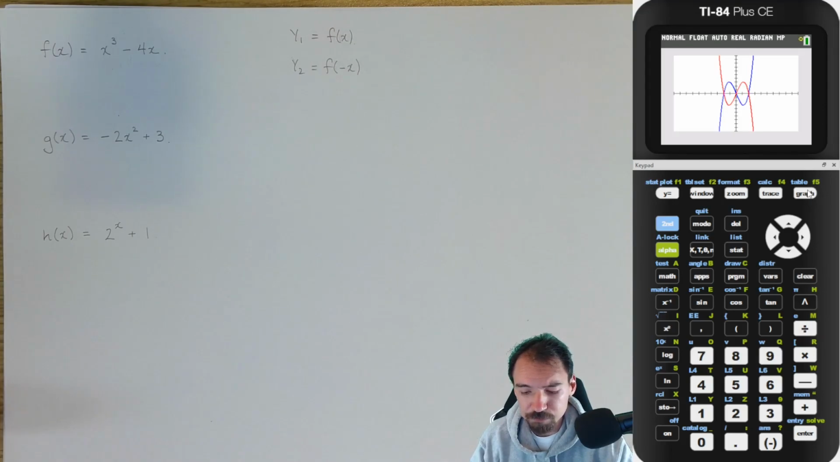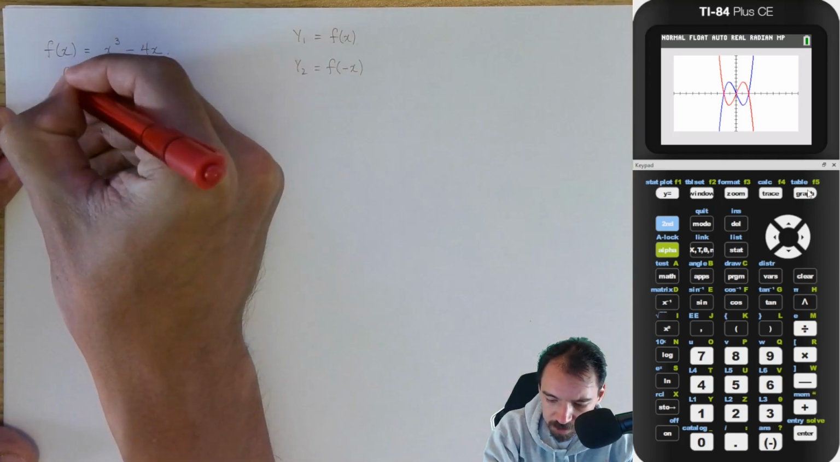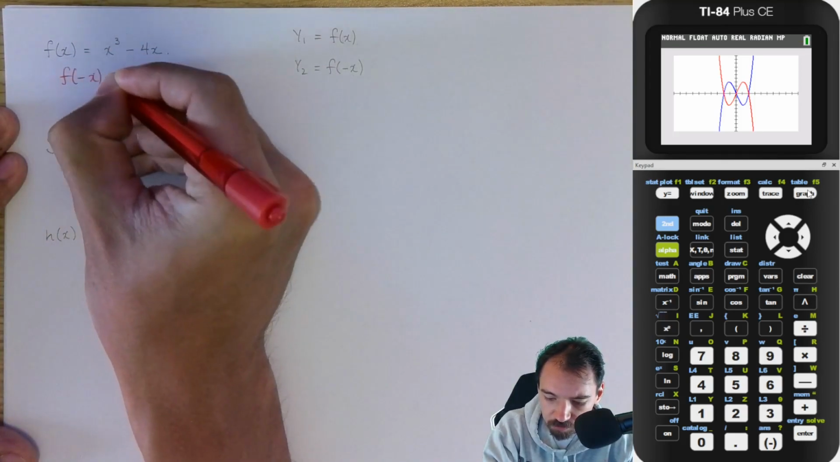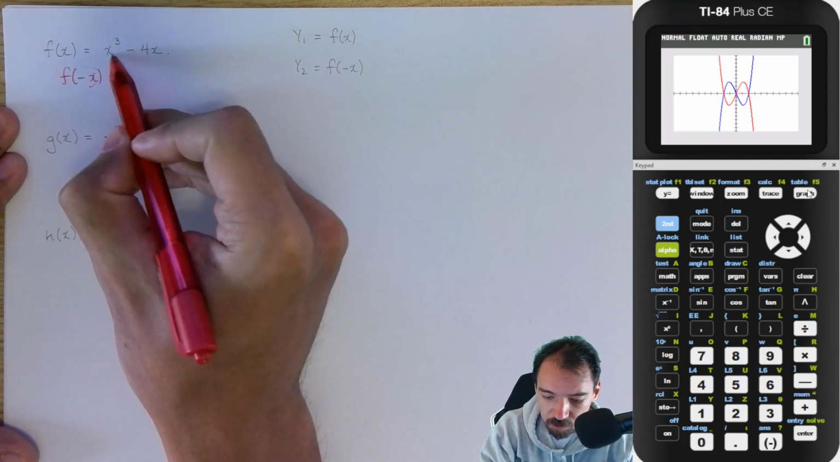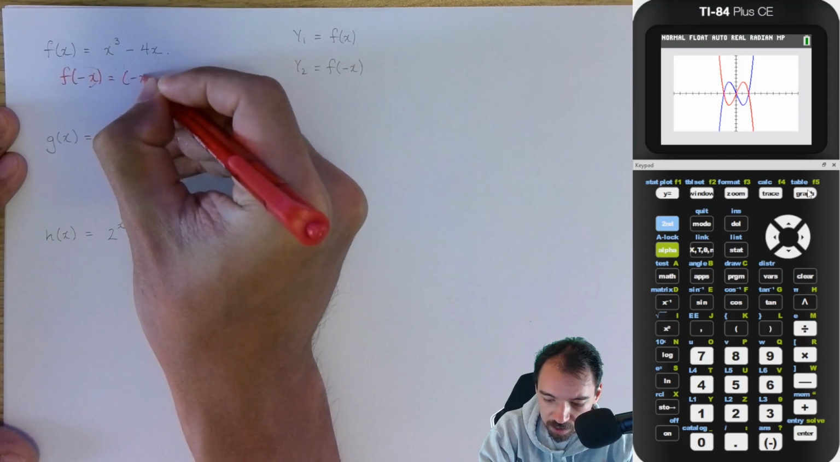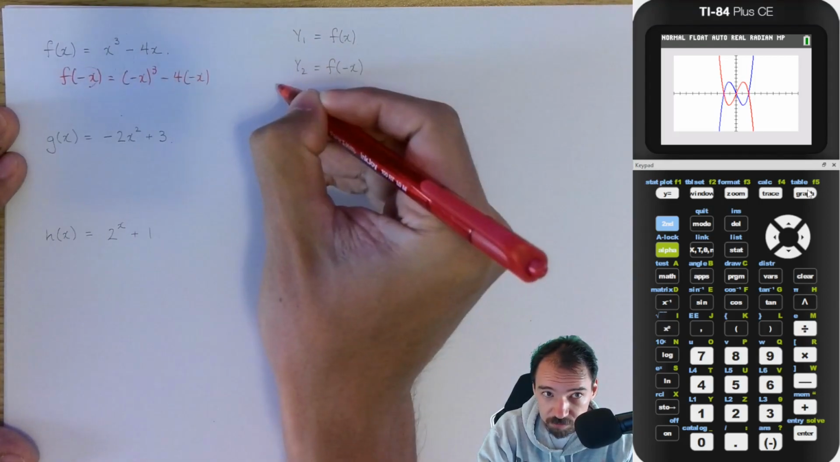Indeed, we see that. Okay, so now let's take this and ask, what is f of negative x algebraically? Well, this means we're going to substitute negative x into all of these x's. So we get negative x cubed minus 4 times negative x, and we can simplify this.